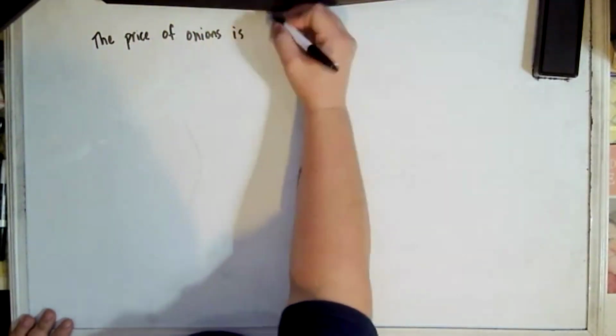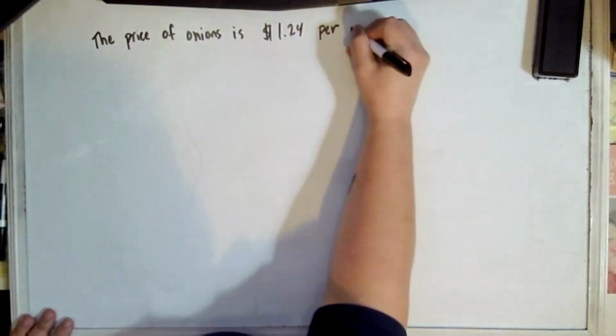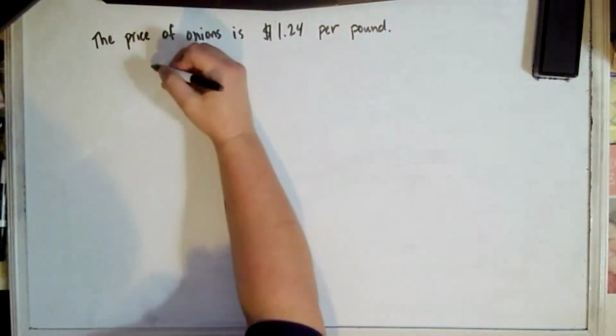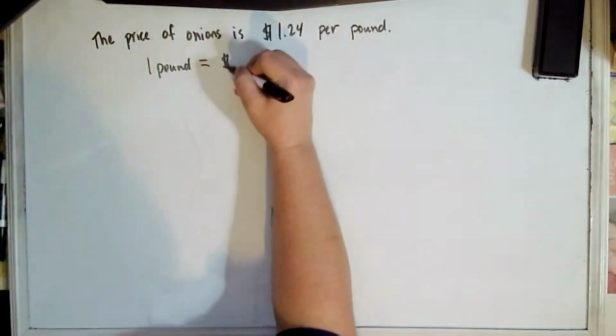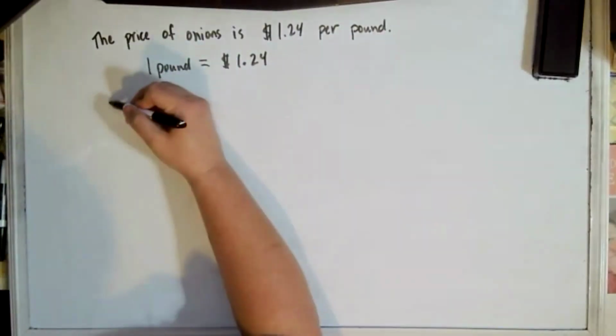Let's keep our onion sentence in mind. The price of onions is $1.24 per pound. Okay. And so we write out our equality. 1 pound is $1.24. And we create our conversion factors.